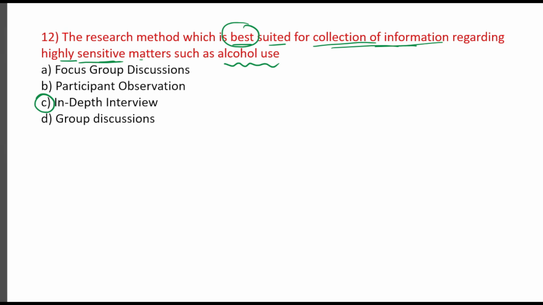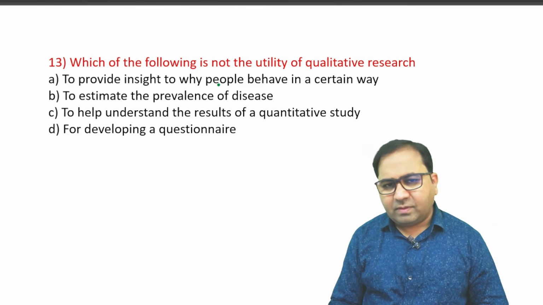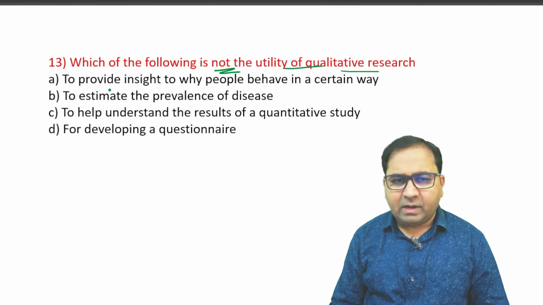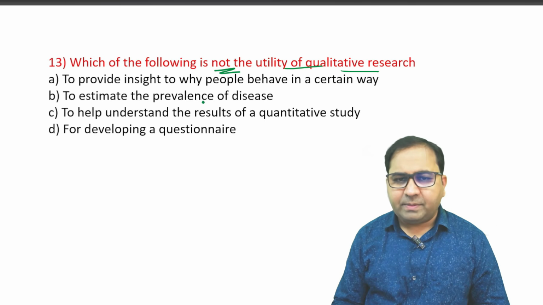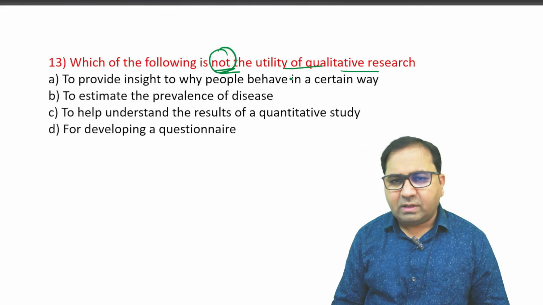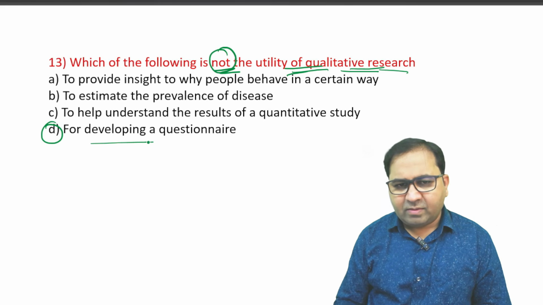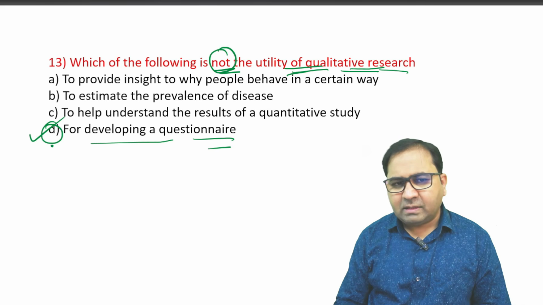Okay, chalo. Then next question, which of the following is not the utility of qualitative research? The options are A, to provide the insight to why people behave in a certain way, or B, to estimate the prevalence of a disease, or C, to help understand the results of a quantitative study, or D, for developing a questionnaire. The answer for this question is D, for developing a questionnaire. Please remember this point. So if you get this question in the examination, you take for developing a questionnaire as the answer.